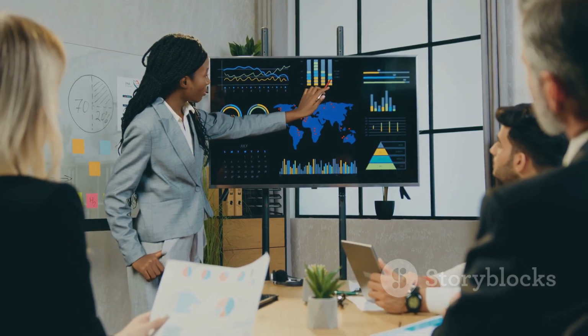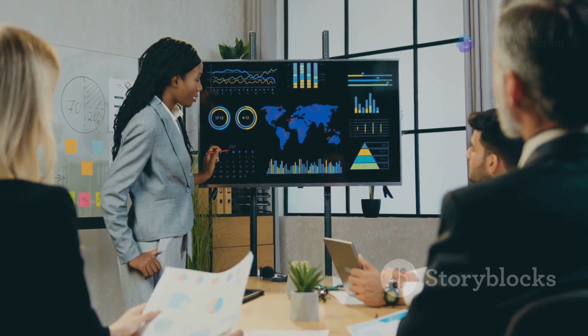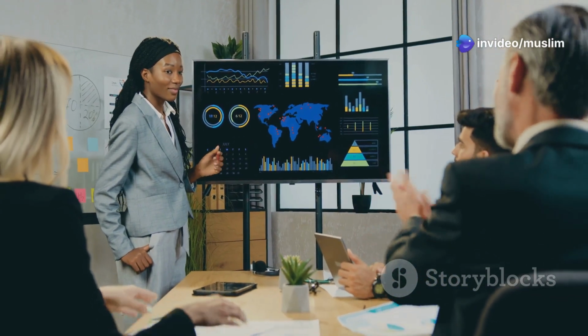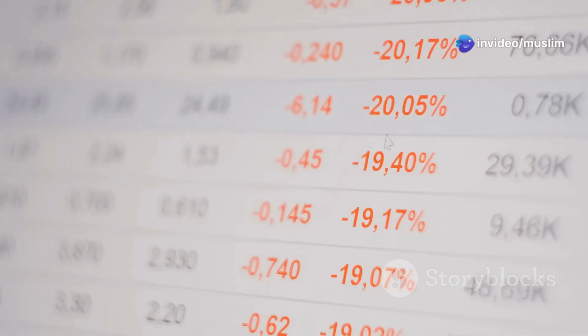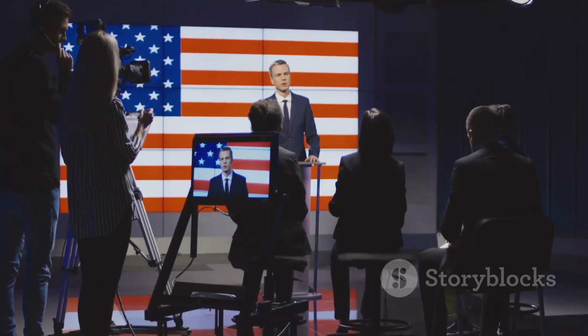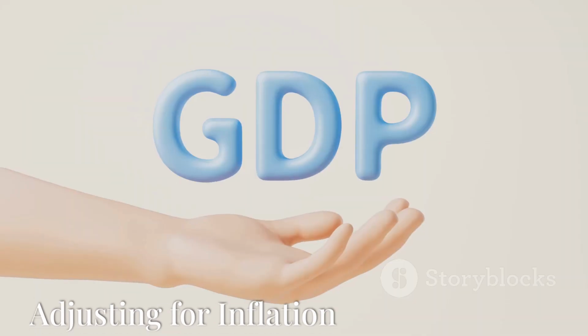Governments, policymakers, and businesses closely monitor GDP to understand economic trends and make informed decisions. For example, if GDP is shrinking, it might signal a recession. Policymakers may respond with measures to stimulate economic growth.